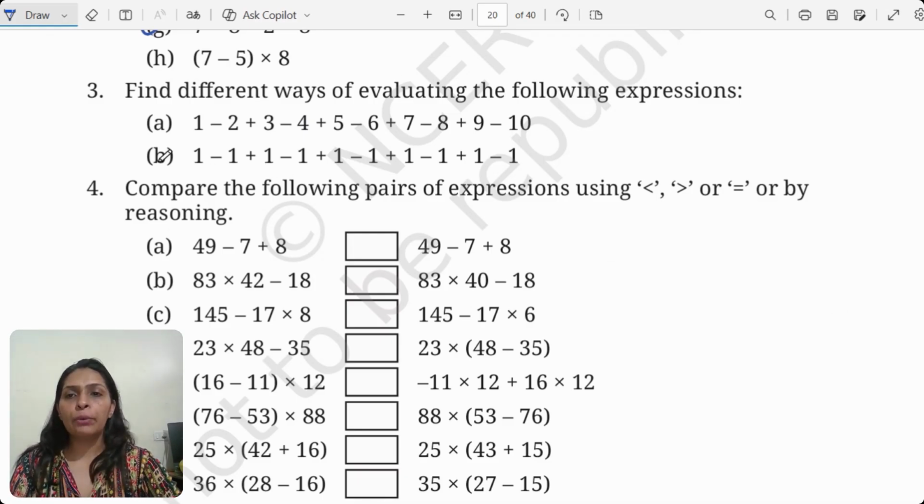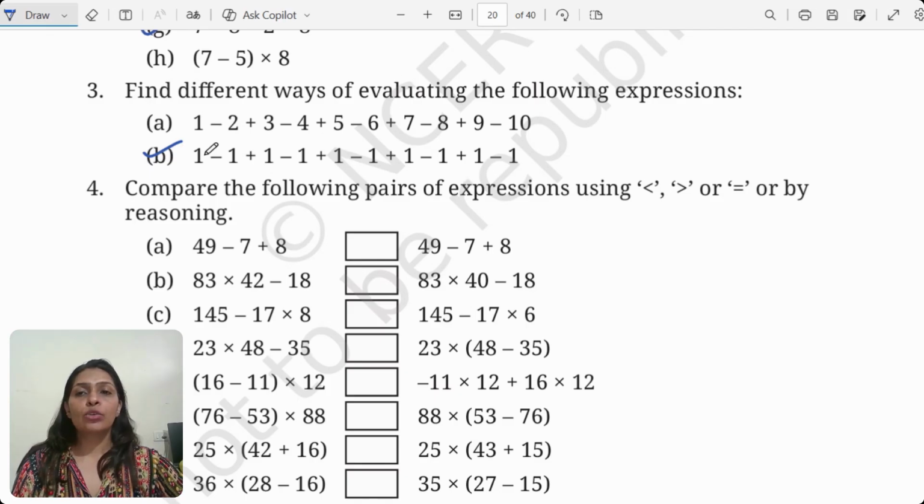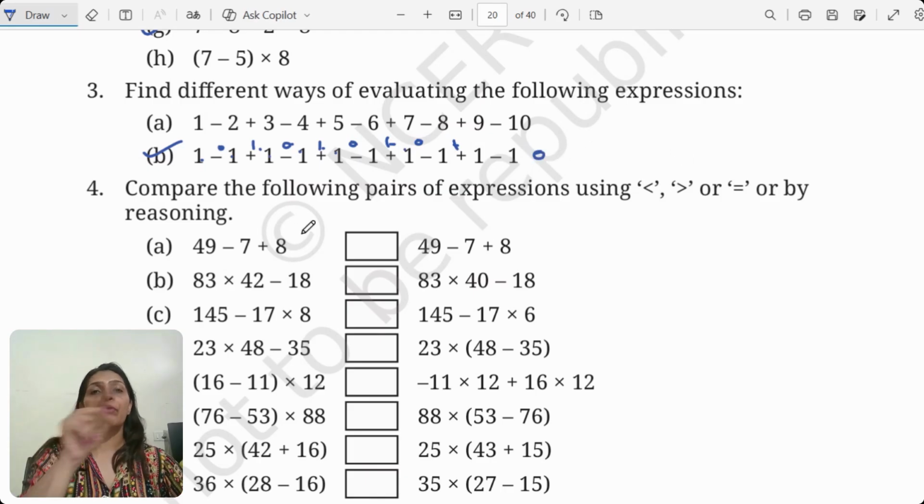So I will help you out with the B part, and of course the A part I want you to try yourself. See, if I want to try here, 1 minus 1, this is 0, 0 plus 1, 1, 1 minus 1, 0, 0 plus 1, 1, and so on, again 0, 0 plus 1, 1, 1 minus 1 is 0. One is this way of doing it, like what I did step by step.